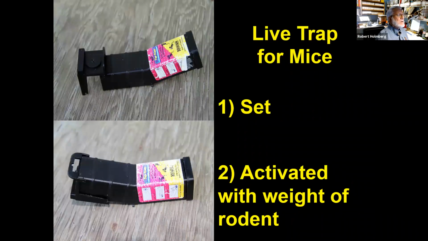So here's another small rodent trap. This one captures them alive. The upper figure shows the trap set up, and you put some bait in the top right-hand corner. The mouse enters the trap, goes to the bait, and its weight will bring the trap down, and then the door will close, and you've got a live mouse.